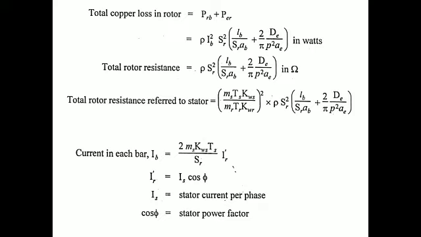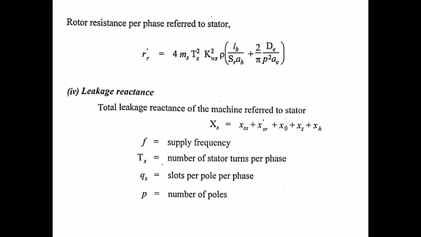In the above equation, we have rho S square in brackets LB divided by SR into AR. Sorry, it is not there, it is a separate one. For the current in each bar, we have a separate equation to find the bar current. Then the next one is the conversion of rotor resistance referred to the stator part. We have to shift that, and the simplified equation is RR dash. This equation is used to find the rotor resistance of the squirrel cage referred to stator.